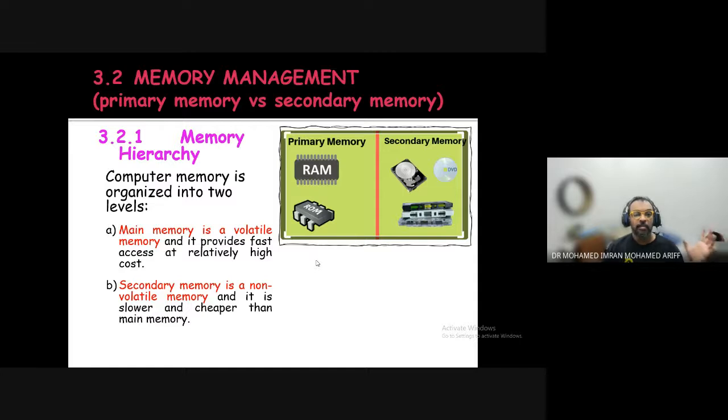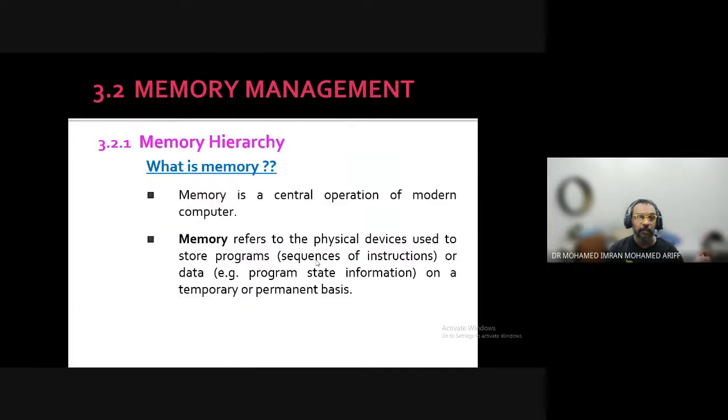Main memory can also be referred to as your RAM. These are the levels of memory. Main memory is volatile, meaning the data will disappear once you turn off your PC. Secondary memory, by comparison, keeps the data inside the computer system even when you turn off your PC, so it is known as non-volatile. It is also much slower and cheaper compared to the main memory.